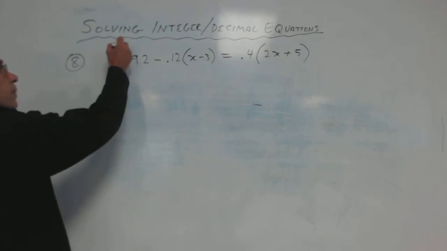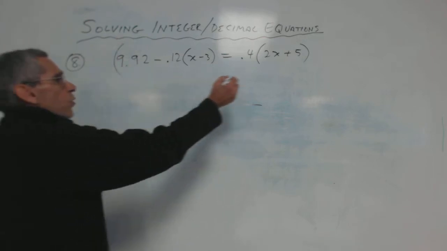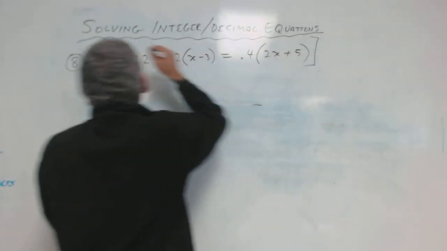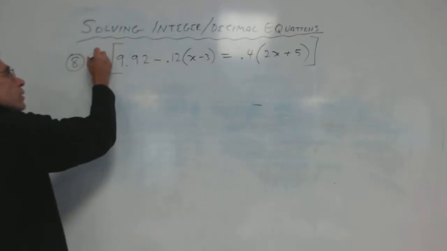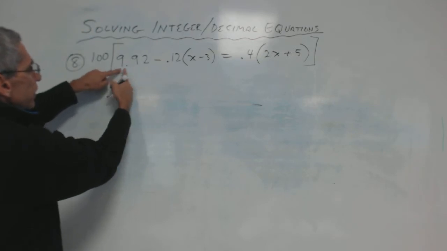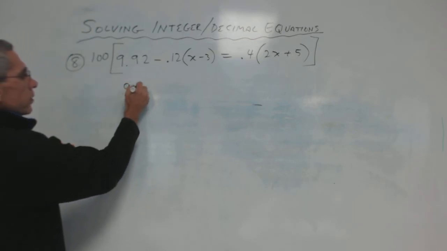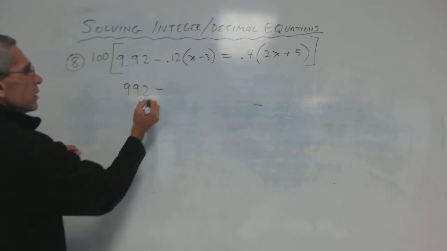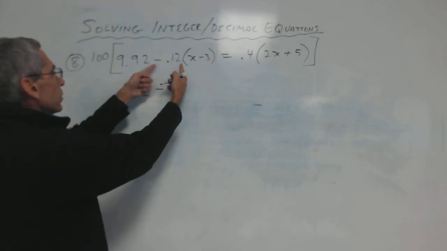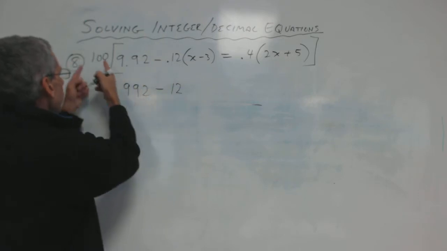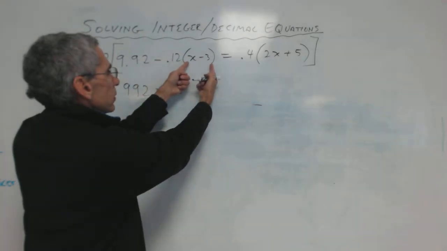So I'm going to multiply this whole thing times 100. I'll use brackets instead of parentheses, just so that they're clear. And then 100, right? So what is this times 100? 992. 992 minus, now, what is this times this? 12. Now, do I have to multiply this now times this?